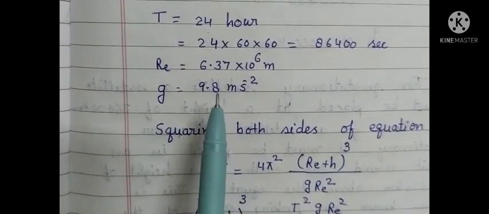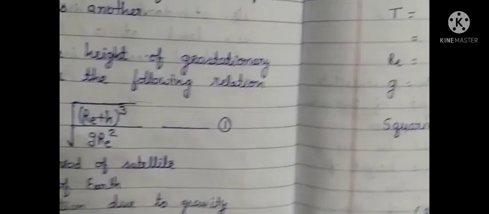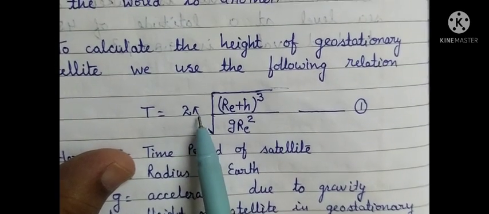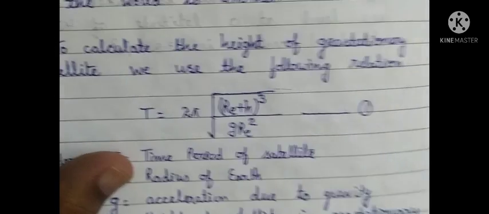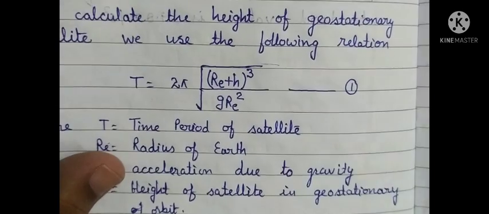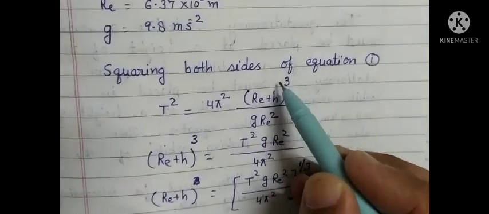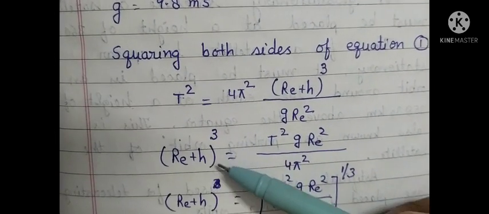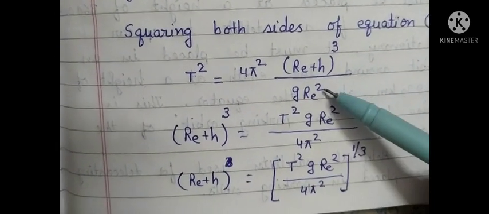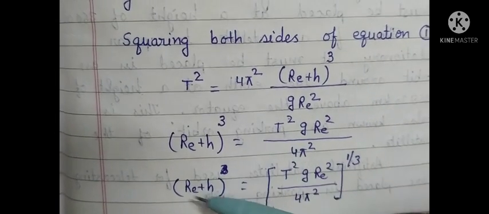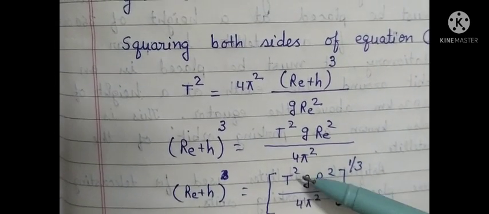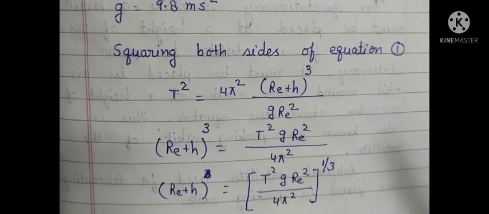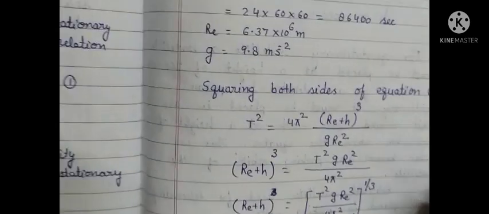Before substituting the values in equation 1, first square both sides of the equation. So we have T square equals 4 pi square, and the square root square removes, so (RE plus H) whole cube divided by G RE square. We have (RE plus H) whole cube equals T square G RE square upon 4 pi square. Therefore, RE plus H is equal to (T square G RE square upon 4 pi square) raised to the power 1 by 3. That means cube root.